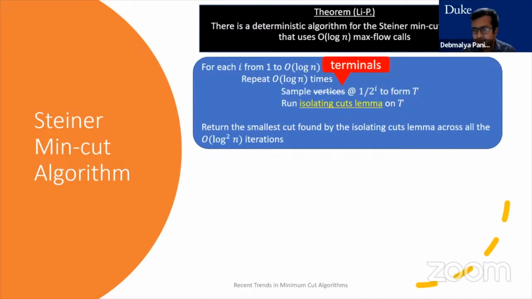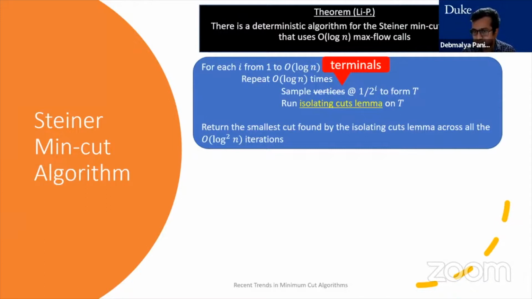Now, if I hit exactly one terminal in my sample, then of course, once I run isolating cuts on this sample, I will get back the Steiner min cut. Okay, so I return the smallest cut found by the isolating cuts lemma across all these iterations, and that's my Steiner min cut. Of course, if the sample doesn't give me any vertex at all, then I don't run isolating cuts at all.